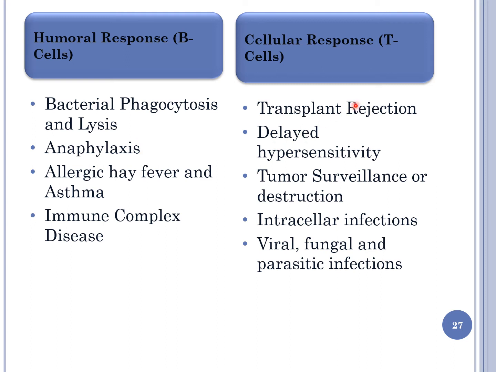For the cell-mediated response, how this may look in your body may be in transplant rejection, delayed hypersensitivity, tumor surveillance or destruction, intracellular infections, viral, fungal, and parasitic infections. So remember, under your cell-mediated, you had specifically your helper T cells, suppressor T cells, and cytotoxic T cells. In particular, for the transplant, your T cells would be involved, right? Your cytotoxic T cells see that transplant as foreign and they're attacking it. And we'll talk more about some of this later on when we're talking about the hypersensitivity reactions.